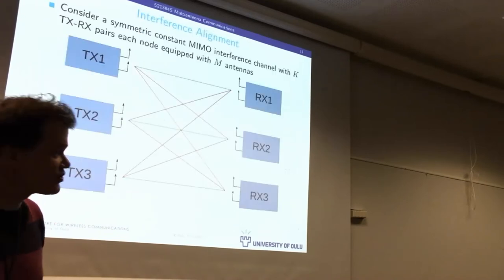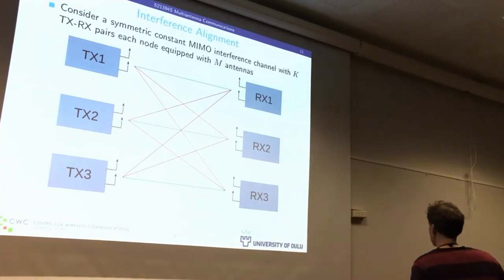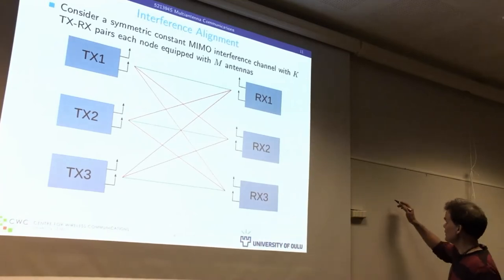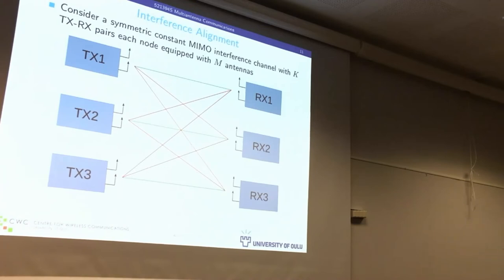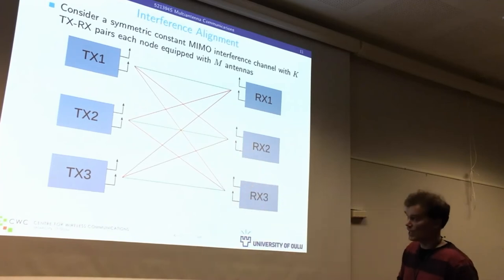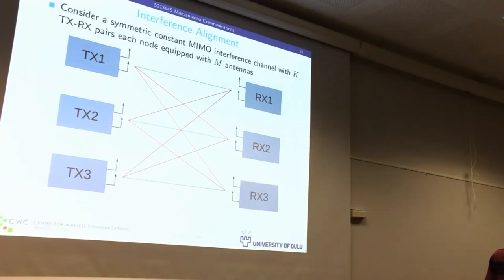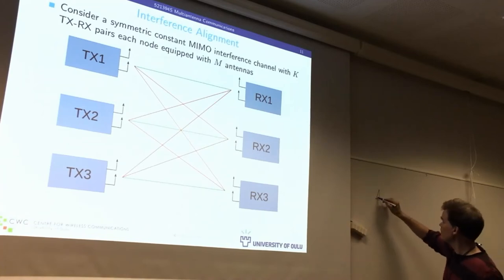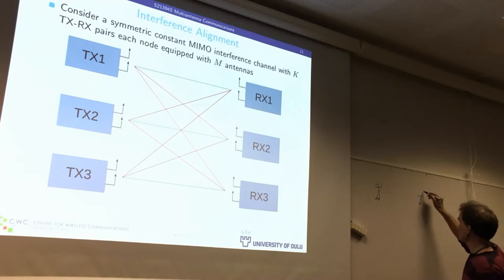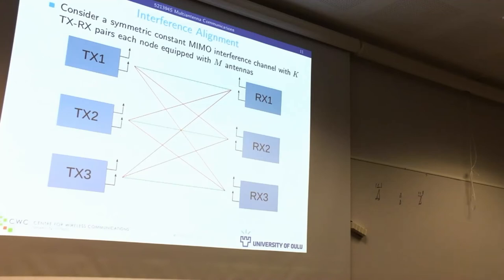Now, another extreme is that we have no coordination. We have this type of scenario called the interference channel. Here we assume that everything is a fully connected interference channel. Before we go there, as I mentioned, and this is something we will demonstrate later on, if users are close to the cell edge, the joint transmission is the optimal thing to do, and we can compute the capacity.